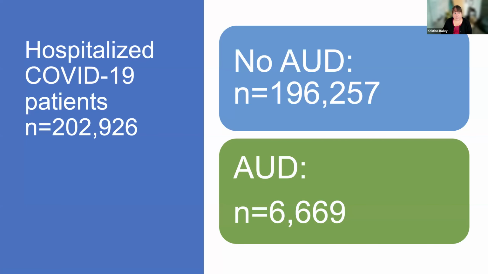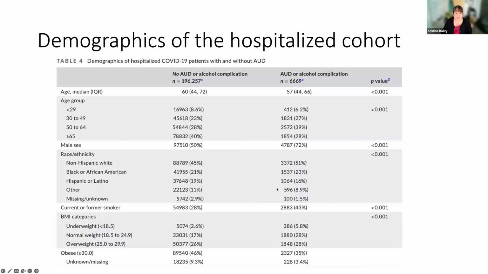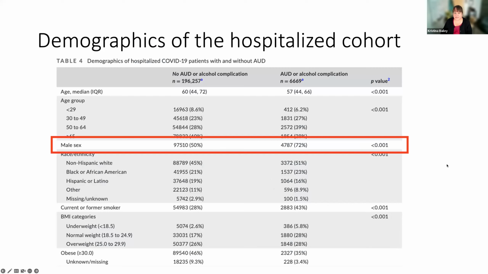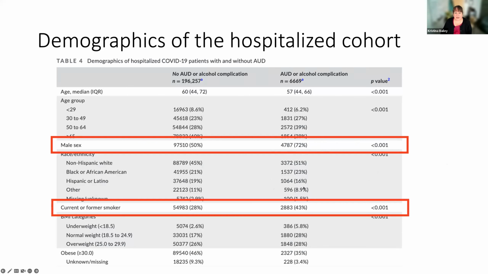So in this cohort, we had a total of 202,000 patients. 196,000 of them did not have alcohol use disorder, and a little over 6,000 did have alcohol use disorder. And so this is the demographics of the hospitalized cohort. It's very similar to the cohort overall, in that males were much more likely to have alcohol use disorder. And smoking was also more common in our AUD cohort.